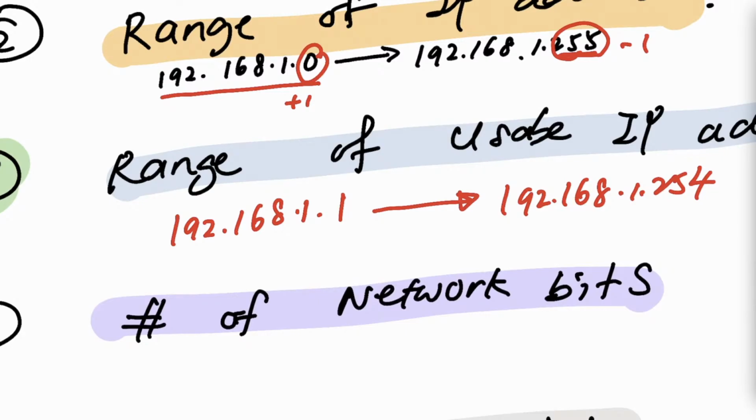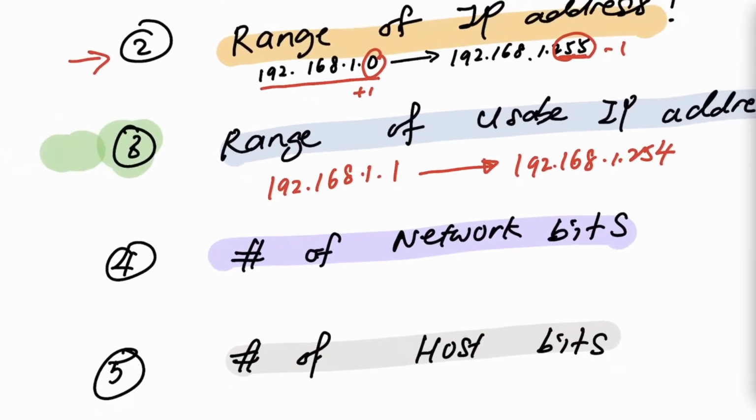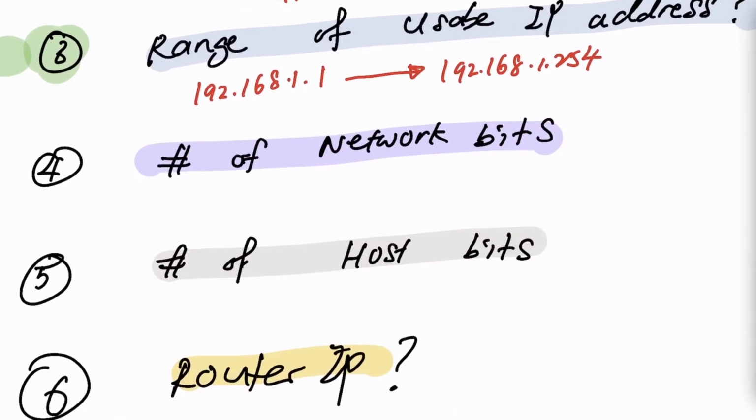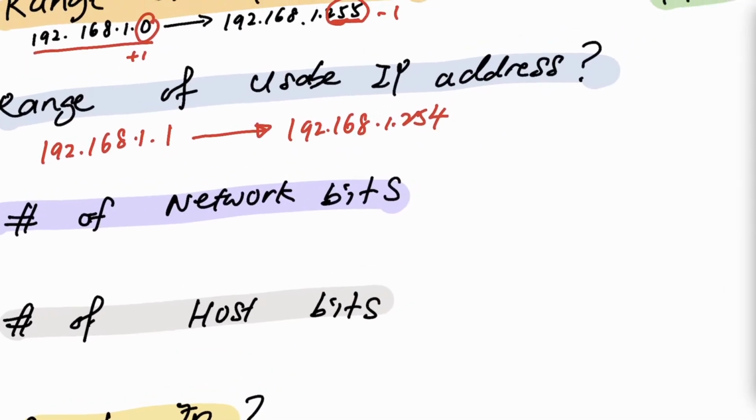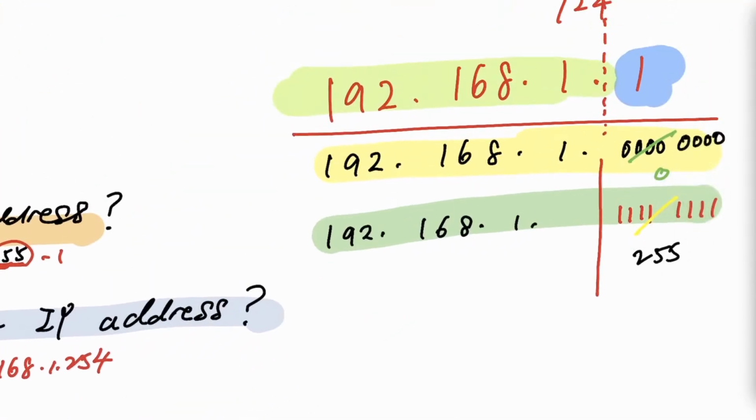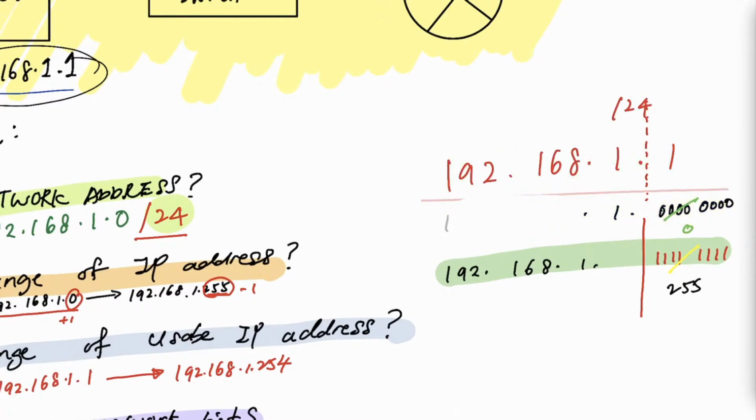Okay, now the next question, what is the number of network bits? Number of network bits means how many bits you have in the network ID part, and the host bits are the ones in the host ID part. So this is how you solve these questions.